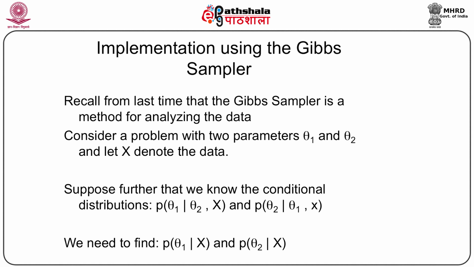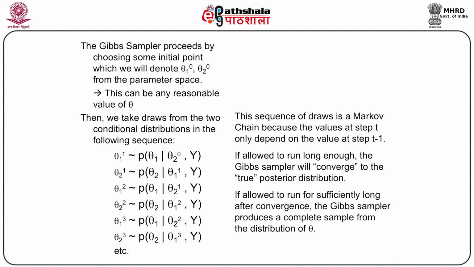On the basis of the information we have, the conditional distributions are theta 1 given theta 2 and x, and theta 2 given theta 1 and x. These are called complete conditionals, through which we want to find the posterior distribution. The Gibbs sampler proceeds by choosing some initial point or starting value, which we will denote as theta 1 superscript 0, theta 2 superscript 0, from the parameter space. This can be a reasonable value of theta. For example, sometimes we can take even the maximum likelihood estimate if possible.